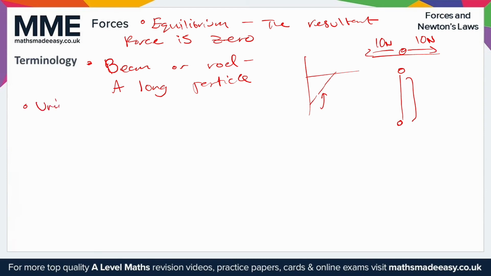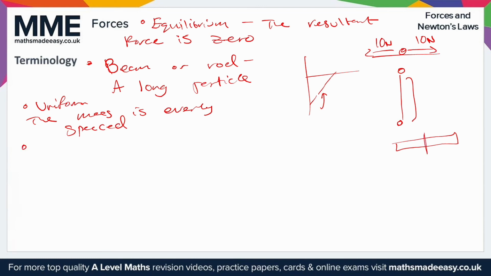Next is uniform. This means that the mass is evenly spaced across it. Okay, so used quite commonly in moments. So for example, if you had a piece of wood and we say that it's uniform, well, the center of mass will be right in the middle just there.